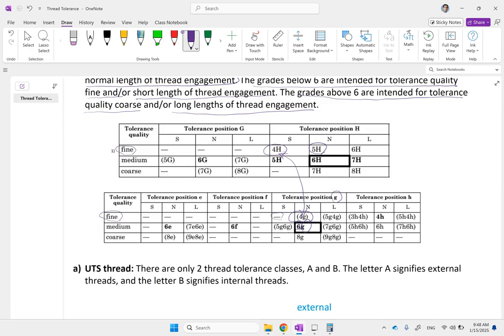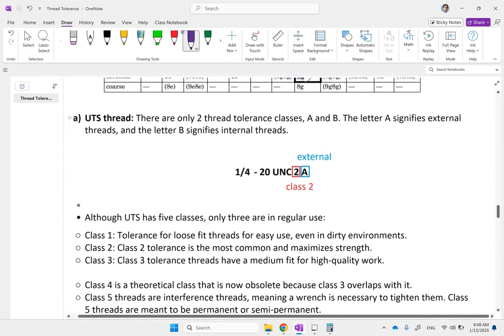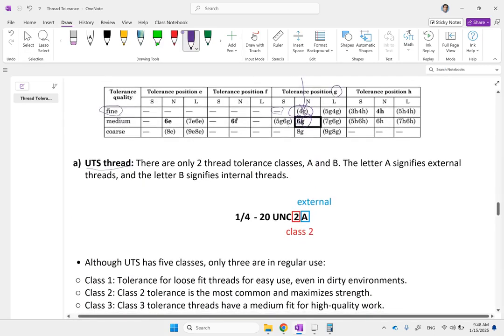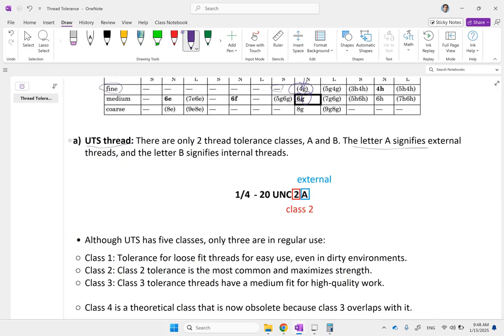So hopefully that helps. The last thing we want to talk about is, what if the thread is not metric? What if it's a UN or UTS, unified basically thread system? What about that? For those threads, we have 2 letters, 2 characters. One is a number, one is a letter. The class is basically that quality, which is like fine, medium, coarse. And the letter determines whether it's an external or internal thread. If you see letter A with it, that means it's an external thread. If you see letter B with it, that's an internal thread.